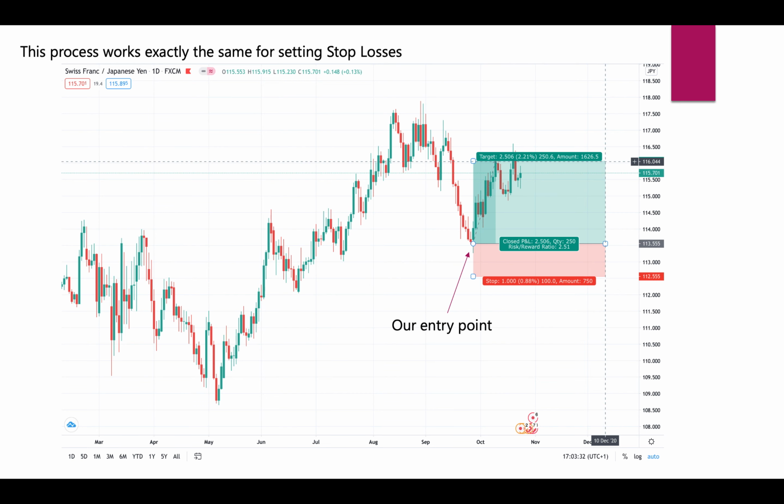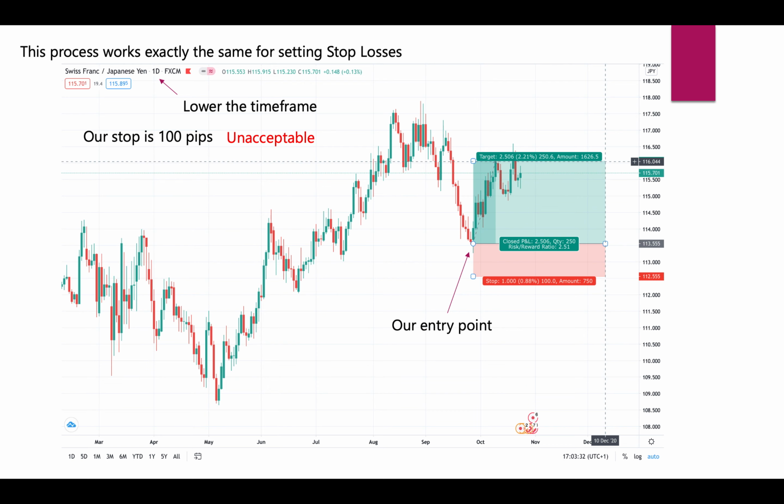So again, here's our entry point, exactly the same as the previous chart. Same pair, and now we're on a daily chart. That is the exact same trade that we're mapping up to take. Stop is 100 pips. What is that? Unacceptable. Not good to have a 100 pip stop loss, in my opinion anyway.